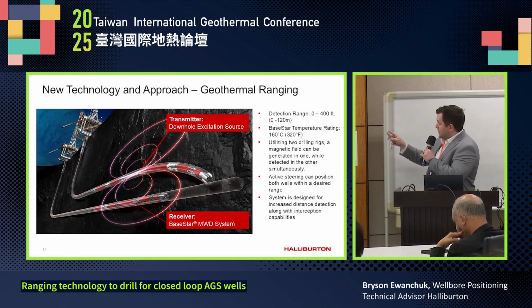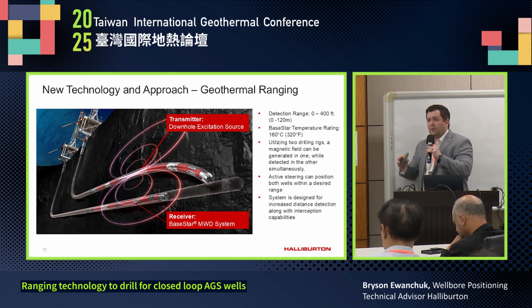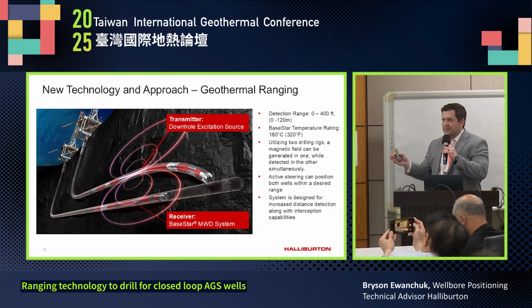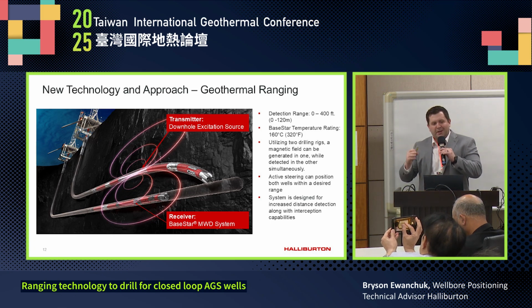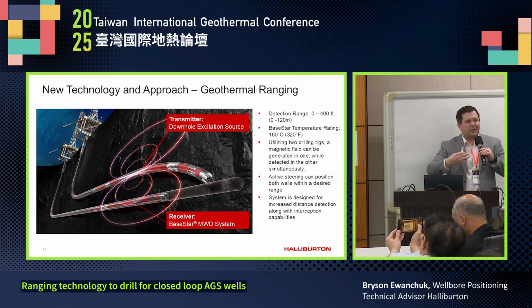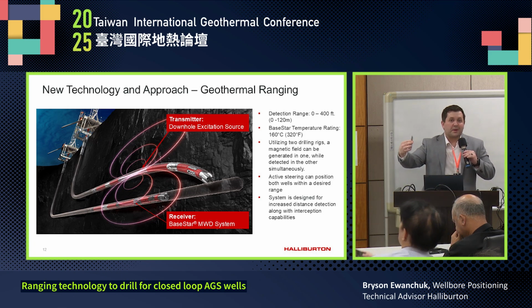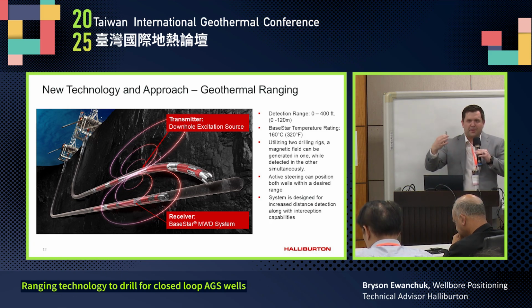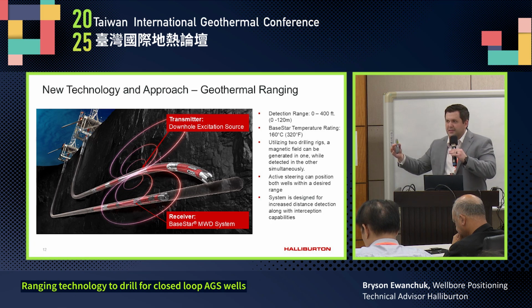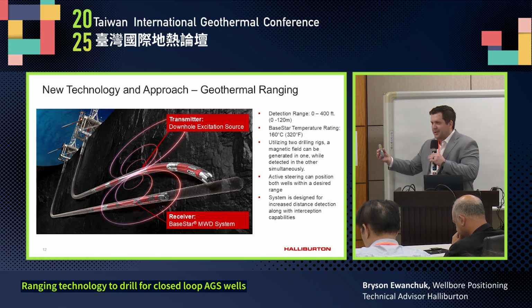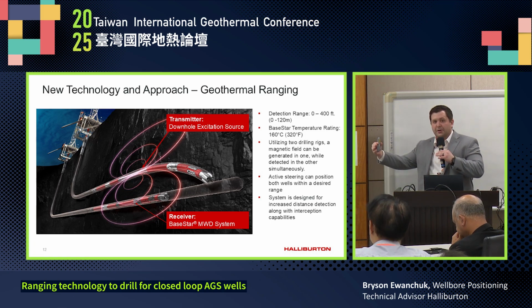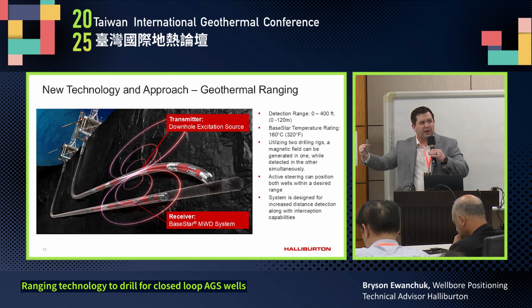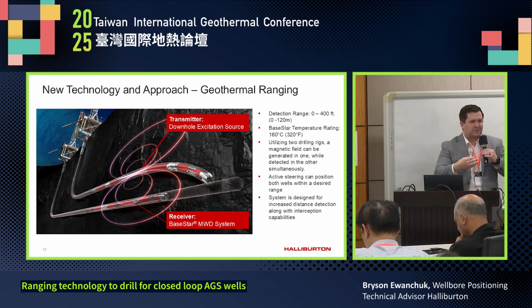Some facts on this, though, is the detection range. This tool is able to see up to 400 feet away, 120 meters. Generally, ranging systems work really good far away or really good up close. This tool is able to range the entirety of an AGS well, from the beginning all the way out to get the thermal gradient between the two wellbores, and then back and provide an interception.